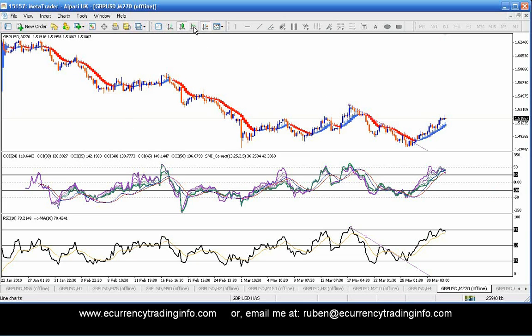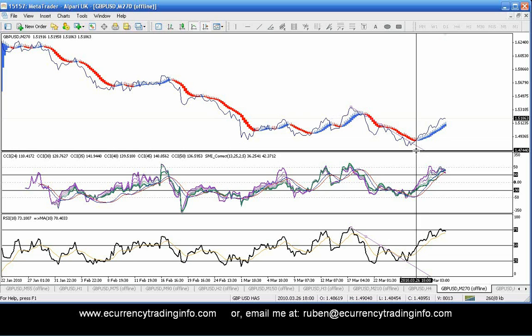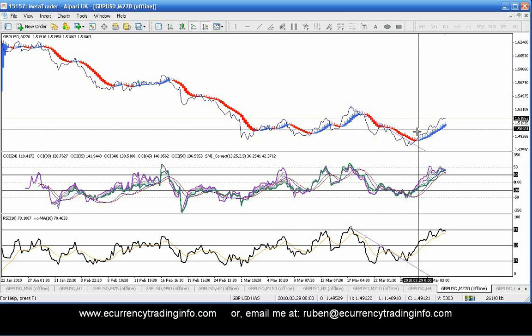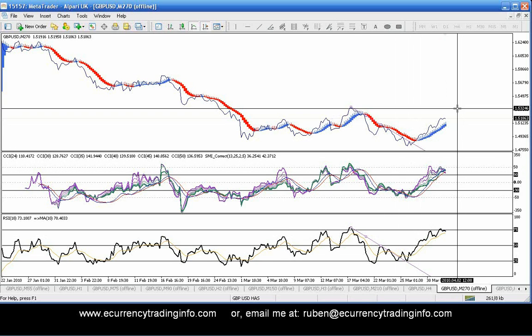So let's for visual sake get rid of the candles. So as you can see here, it's confirmed by just about everything. The candle, the CCI, the SMI, the RSI, the potential moving average being crossed by the RSI, everything is giving me a clue. The trend had turned, it's going up.